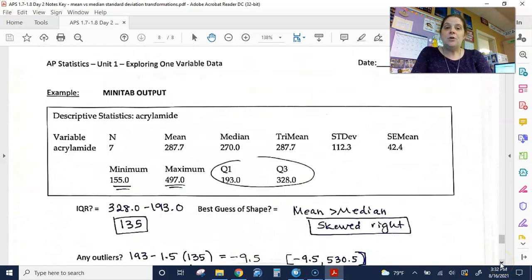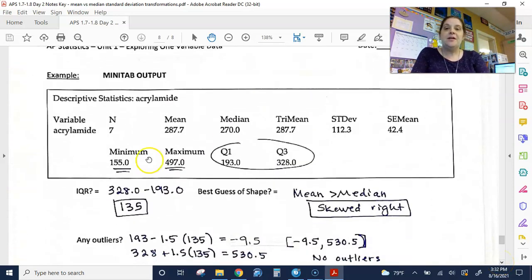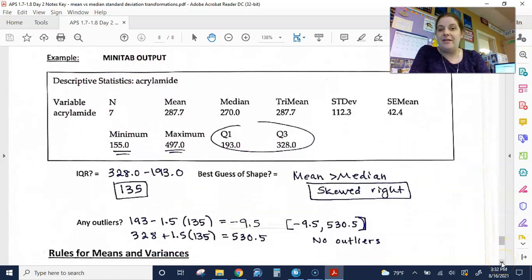All right, so another thing just to be prepared for is sometimes we're going to deal with Minitab output. So in your notes, I just gave you an example of something you might see. A lot of times we'll have this more when we talk about bivariate data in Unit 2. But on here, I have this question: what's the interquartile range? And then what's your best guess of shape?